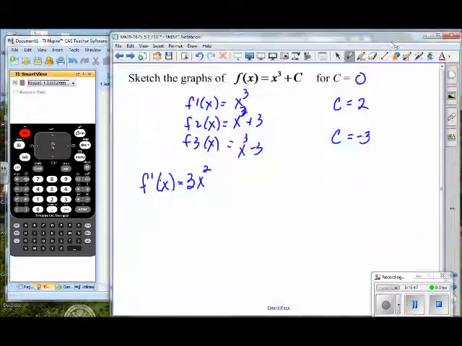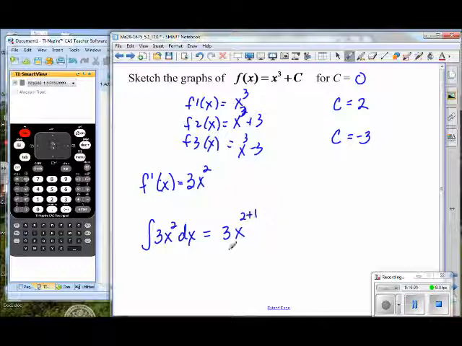So when we take the integral, if I were to take the integral of 3x squared, and remember I have to put dx to identify what the input variable of my integral is, I would have 3 times x, and I would add 1 to the exponent and divide by the new exponent, plus c. That's the same thing as 3x cubed divided by 3 plus c, or simply x cubed plus c. And again, remember, this is our function, x cubed plus c.